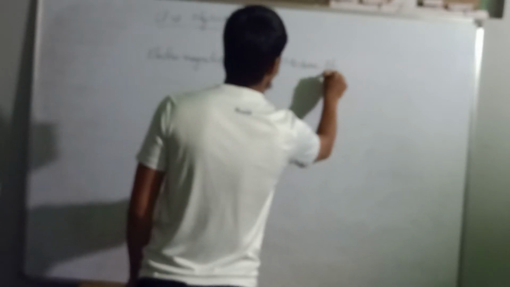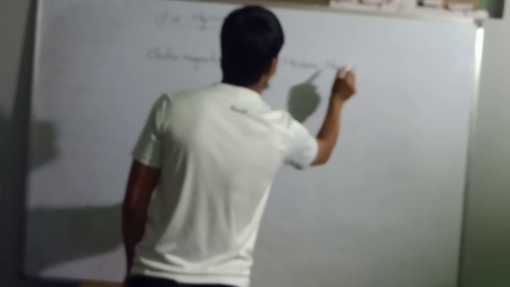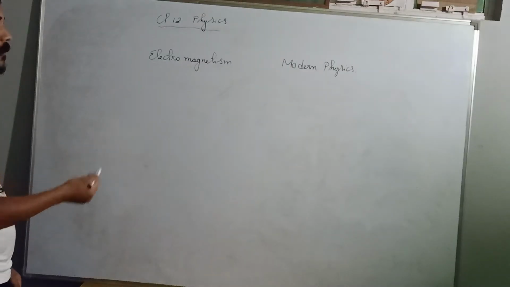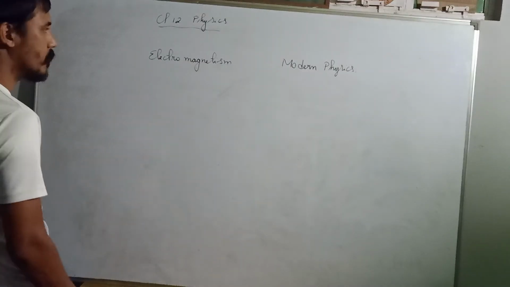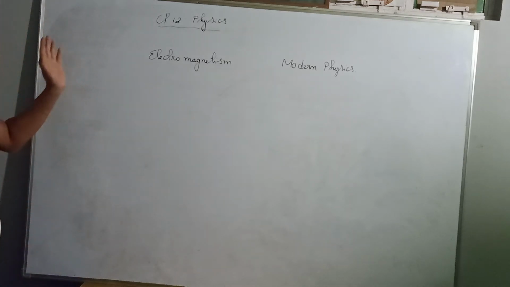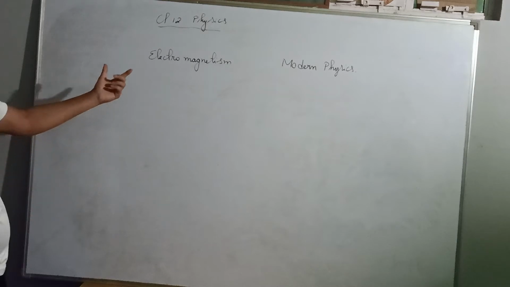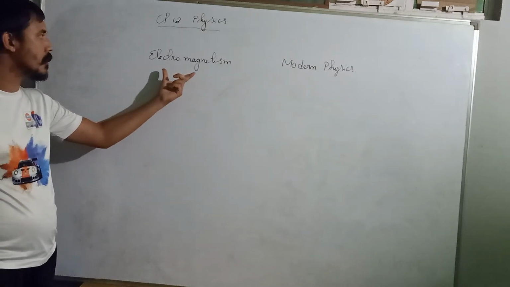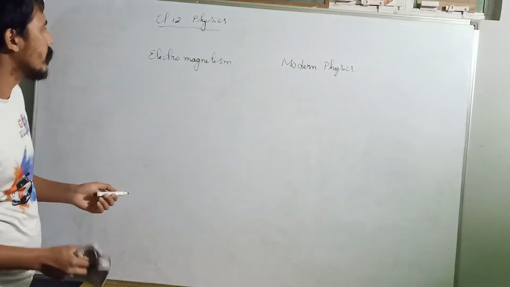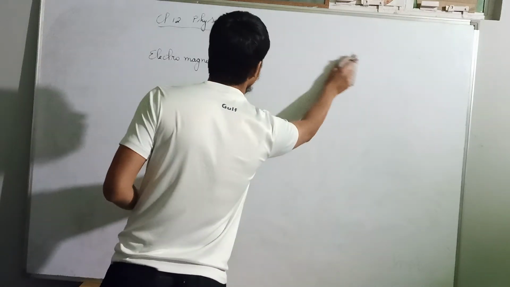Modern physics is a very interesting part of physics, with so many applications. And the first part of your physics syllabus will be electromagnetism. So this is where we are going to start. Alright, we are going to start with electromagnetism.